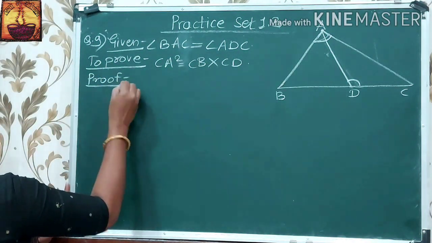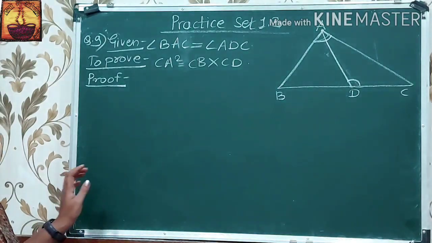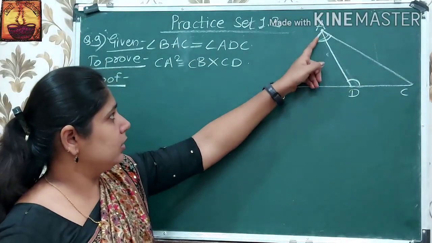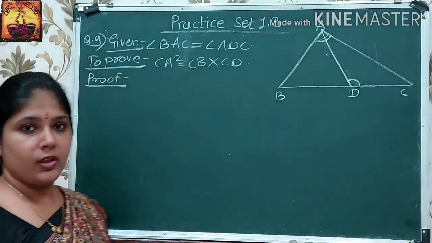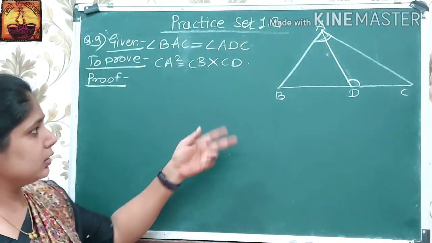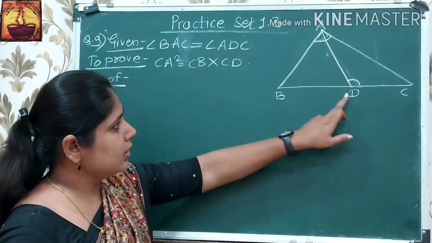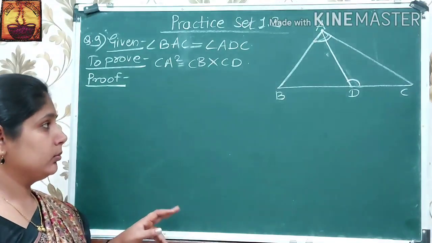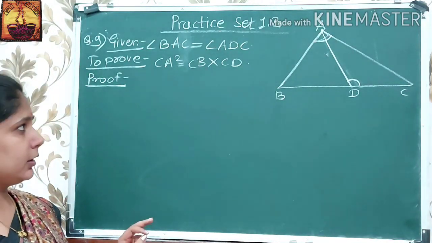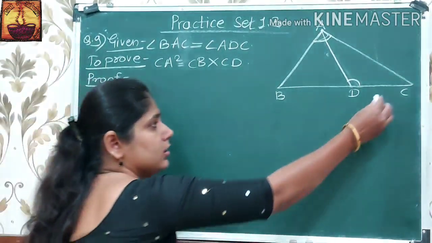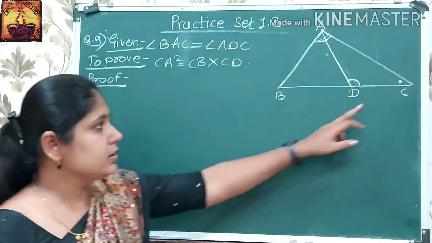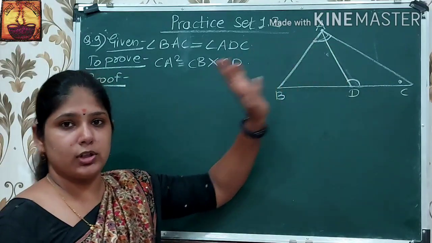Write here proof. We have here two triangles, triangle BAC and triangle ADC. In these two triangles, one angle is congruent. This A angle and this D angle are congruent, which is already given. And if we observe the diagram, we have here angle C is also congruent because this C angle is common angle in these two triangles.